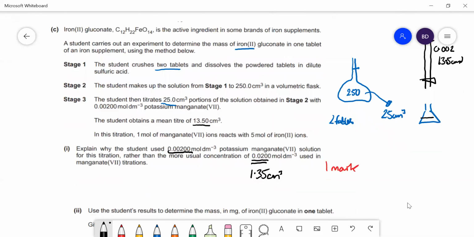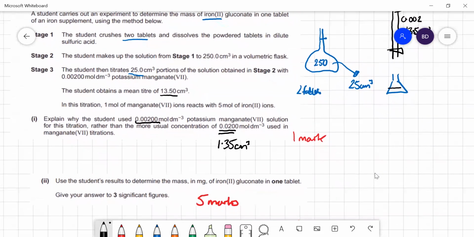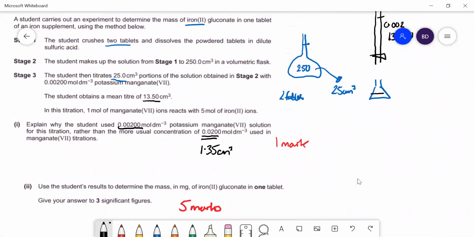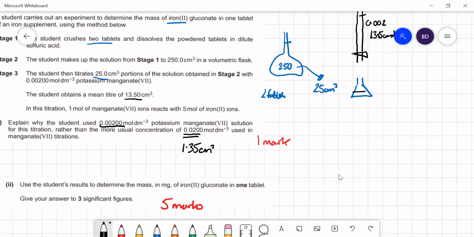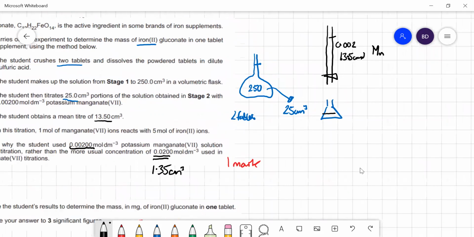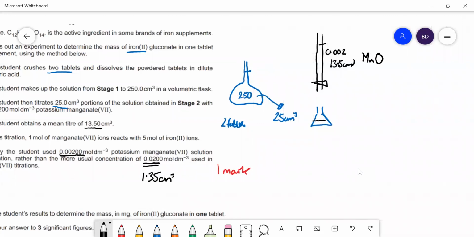Now the next question is to use the student's results to determine the mass in milligrams of iron 2 gluconate in 1 tablet. Okay, so this is a 5 mark question. This is the manganate in the burette. So first of all, you need to work out the moles of manganate.